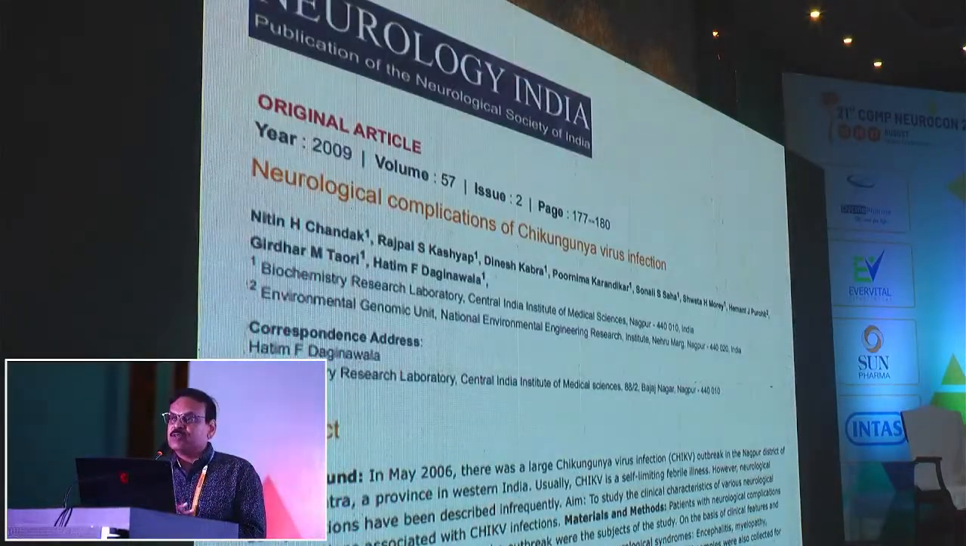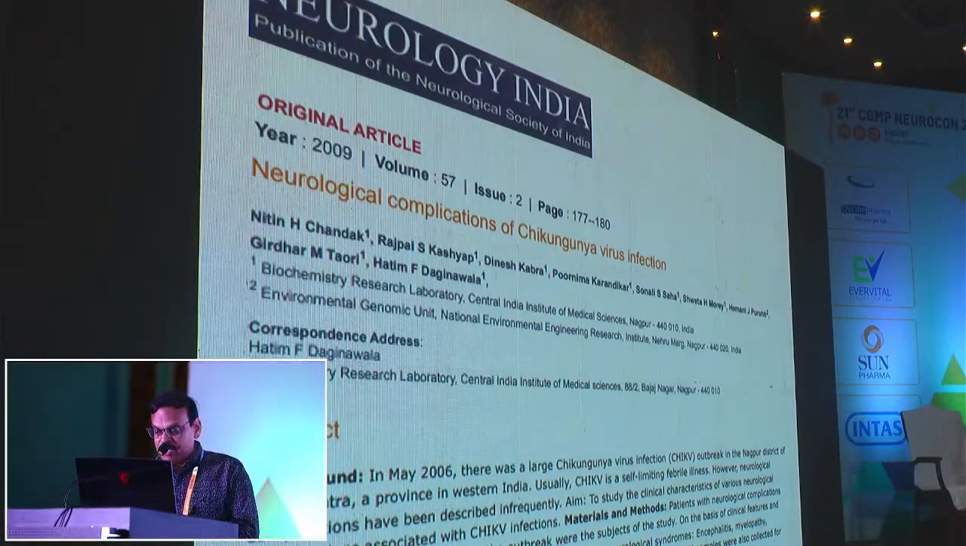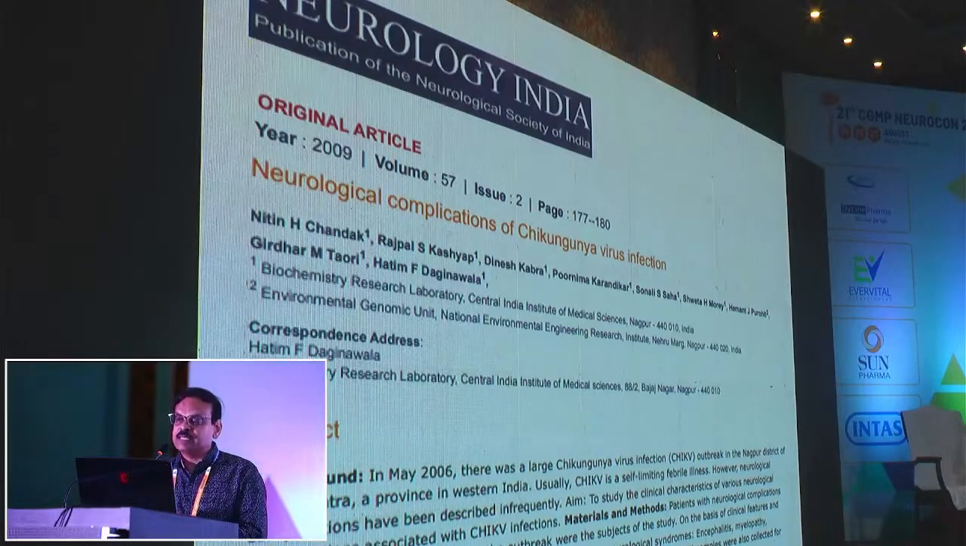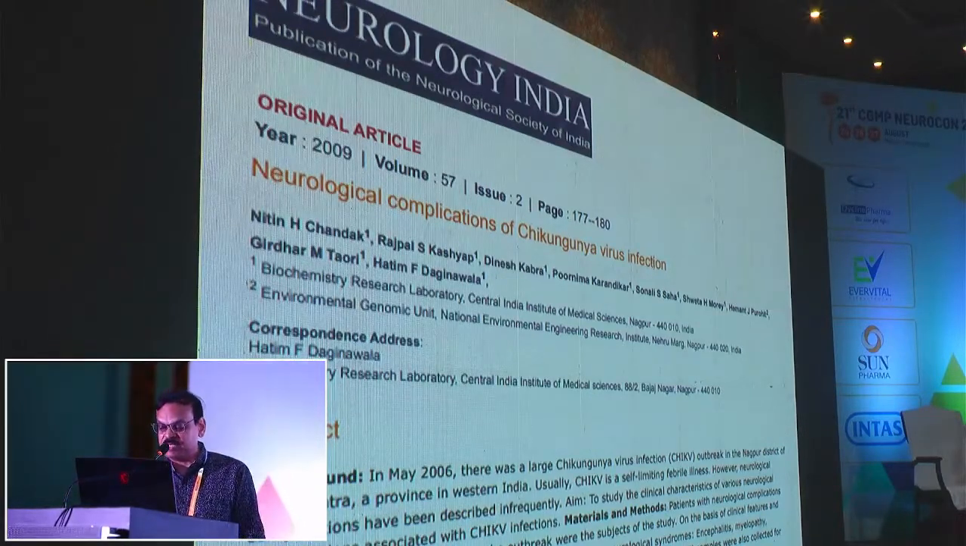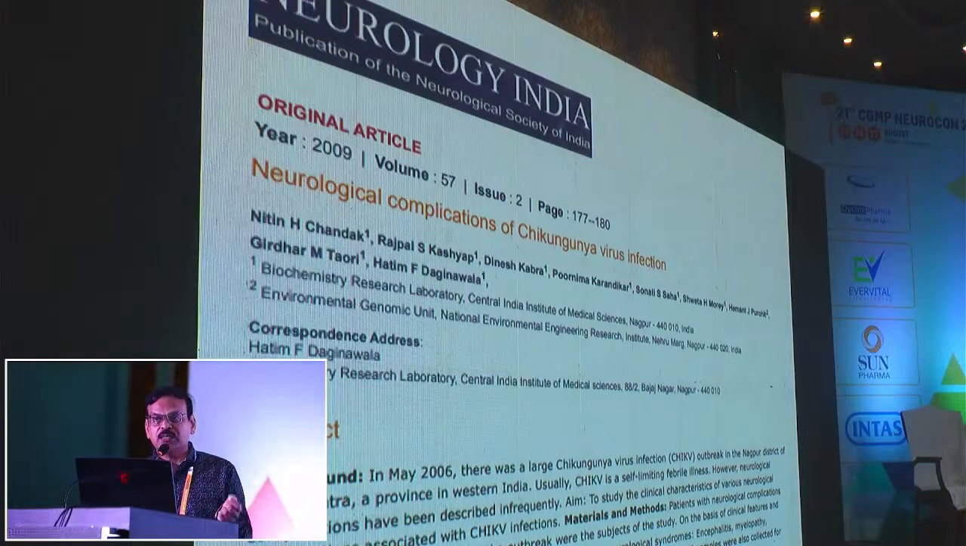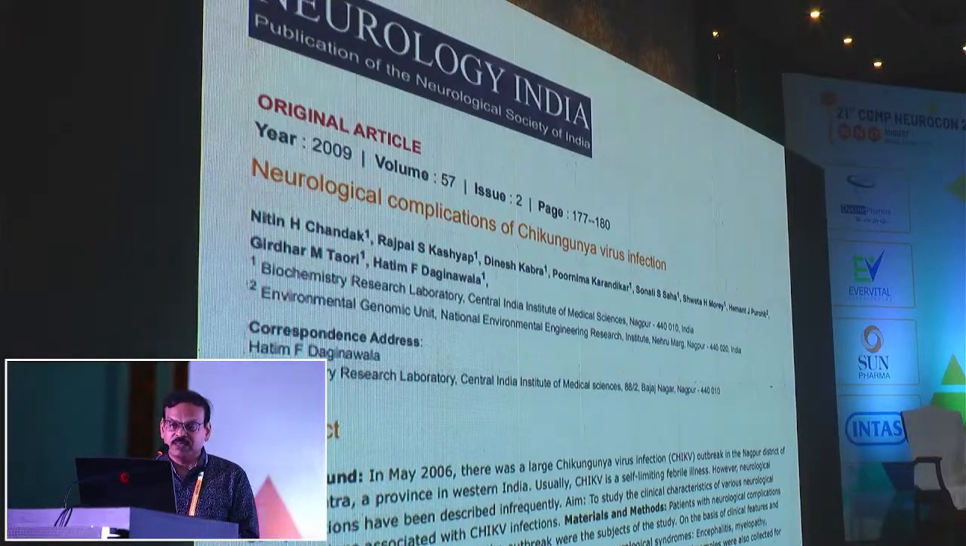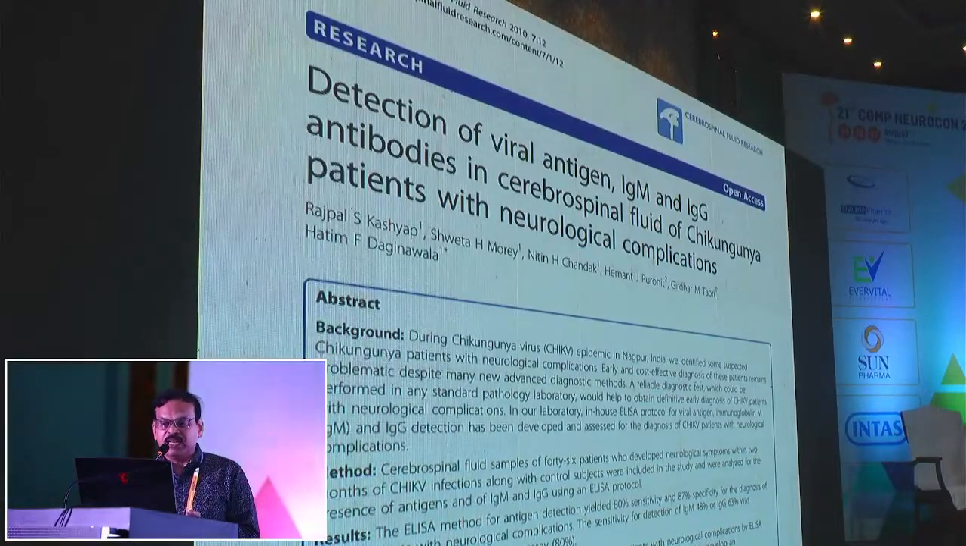During 2006, there was an epidemic of chikungunya in India, and we analyzed patients of chikungunya with neurological infection. We were probably amongst the first to write up on neurological infections and chikungunya. We were also amongst the first to show PCR positivity in CSF in chikungunya patients, which may suggest direct involvement of the chikungunya virus in the CSF. Similar to other viral infections, we also looked at viral antigen, IgG and IgM, and here we found that viral antigen was more sensitive than IgG and IgM.